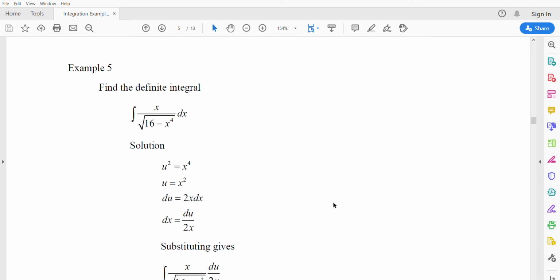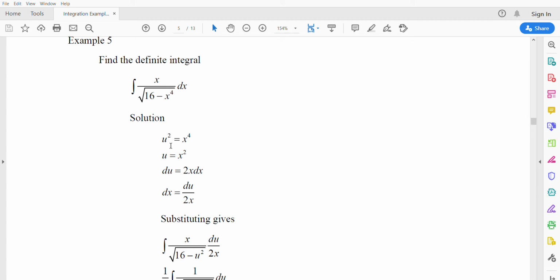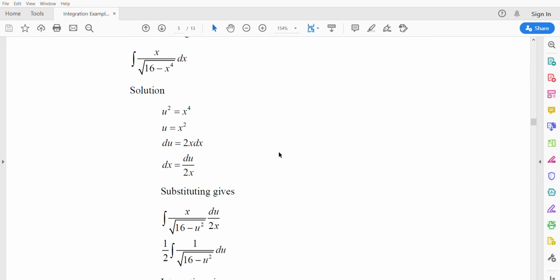All right, let's take a look at another one here. We want to find the indefinite integral of x over the square root of 16 minus x to the 4th. For my solution, I've got u squared equal to x to the fourth, which gives me u equal to x squared. When I calculate du, this gives me du equal to 2x times dx, which gives me dx equal to du over 2x.